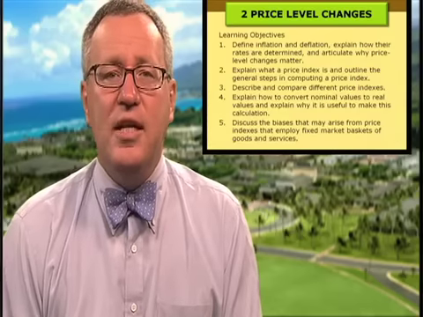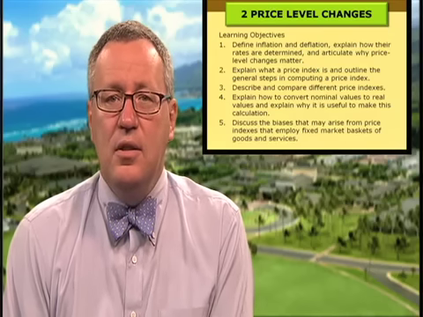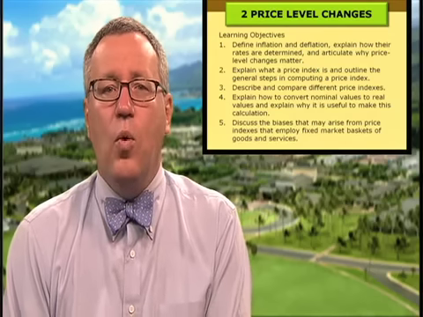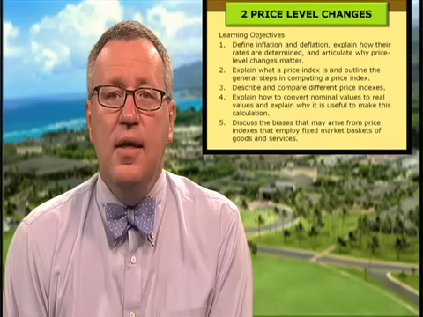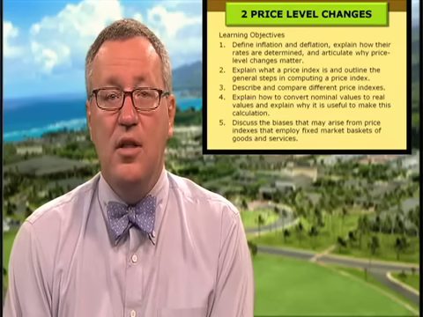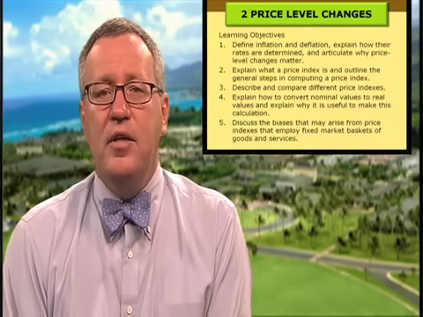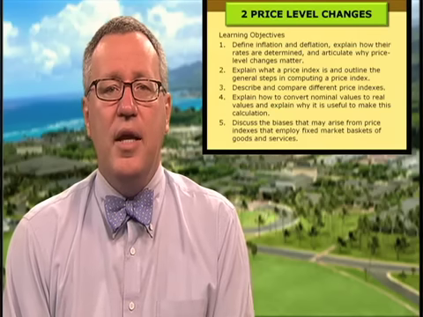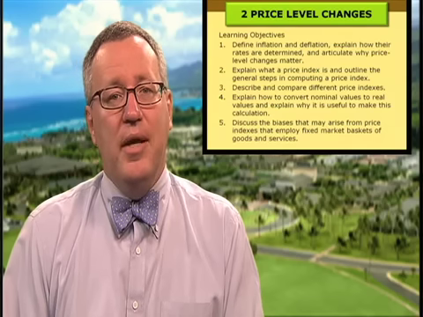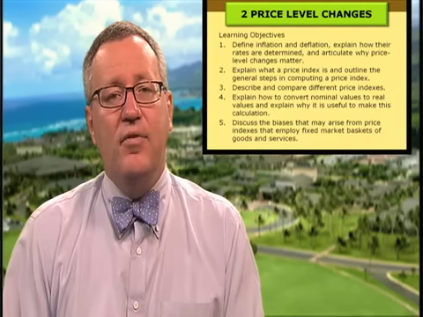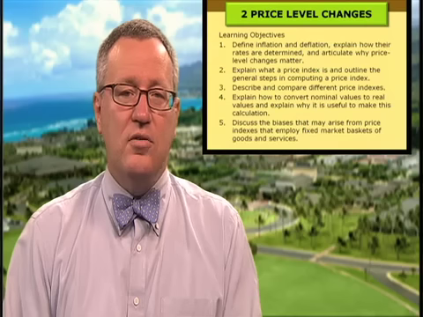Let's talk about price level changes and how to understand them. Learning objectives here are to define inflation and deflation, explain how the rates are determined, and articulate why price level changes matter. Number 2, explain what a price index is, and outline the general steps in computing a price index. And there are lots of different price indices. Number 3, to describe and compare different price indexes. Number 4, to explain how to convert nominal values to real values, and explain why it's important to make this calculation. And the last one, number 5, is to discuss the biases that may arise from price indexes that employ fixed market baskets of goods and services.